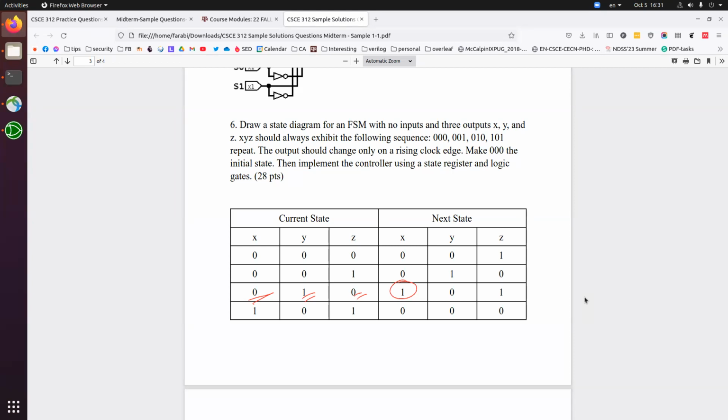If we have a D flip-flop that gives us the output of X, then this D flip-flop should have input from XYZ. For 000, the input should be 0. For 001, that input should be 0. For 010, the input should be 1. For 101, again the input should be 0.